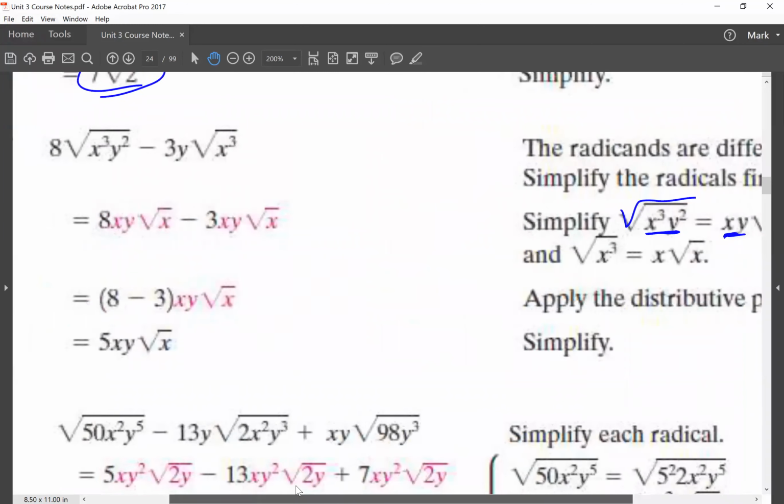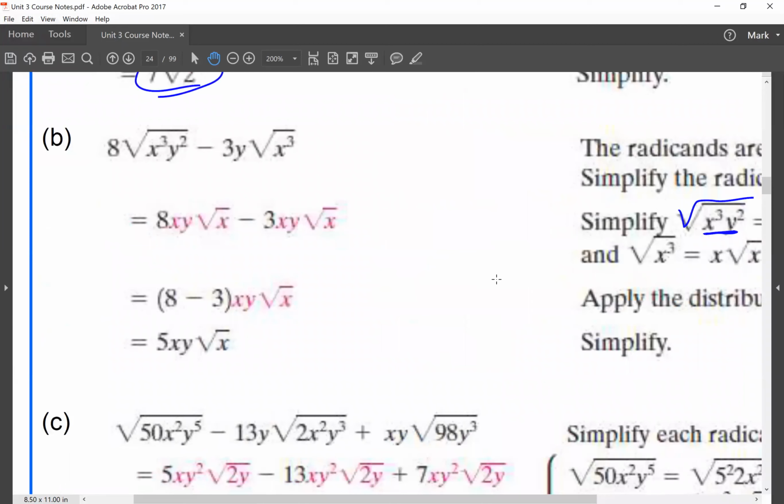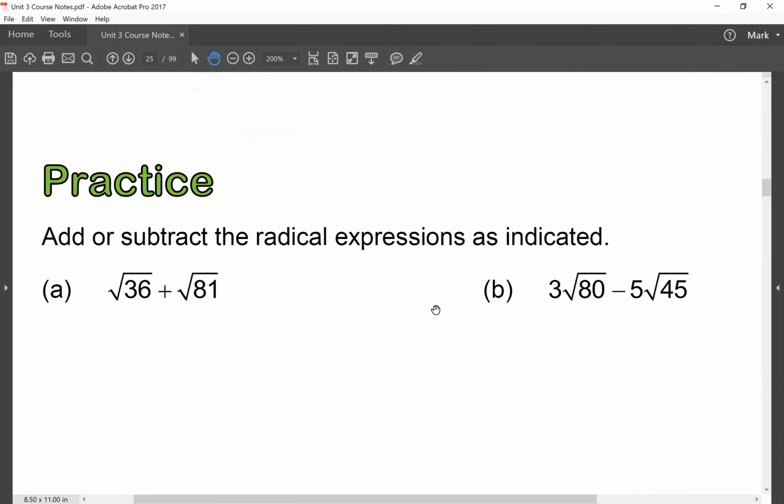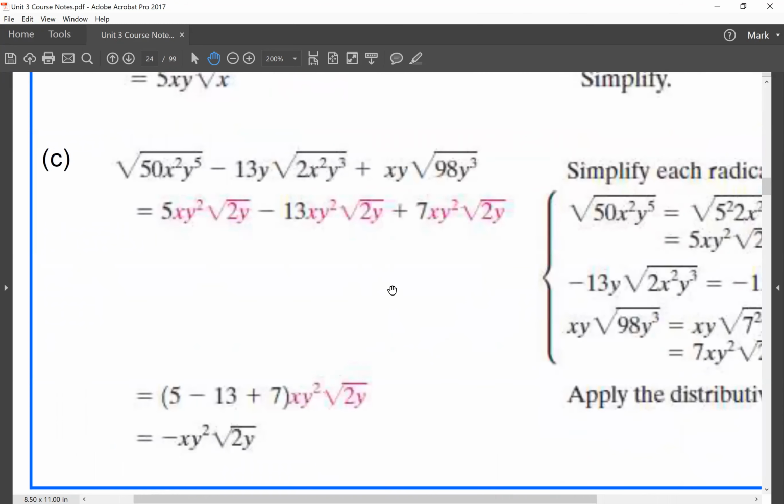Now, once I've simplified that, I have the same radicand and the same index. It's all good. So I can subtract this like normal. 8 minus 3 is 5, and that's it. All right, I'll very quickly do C, and then we'll do some together down here.